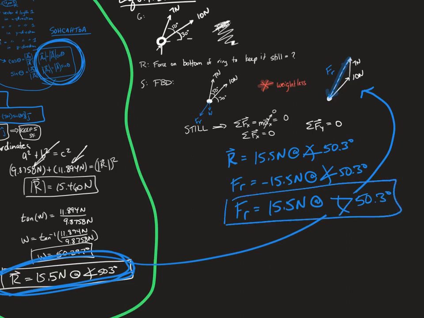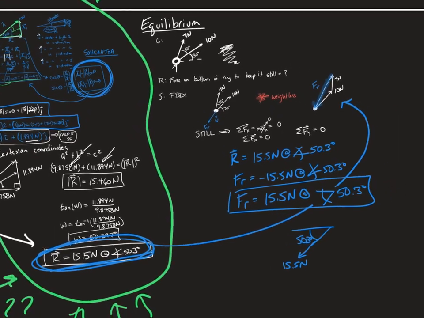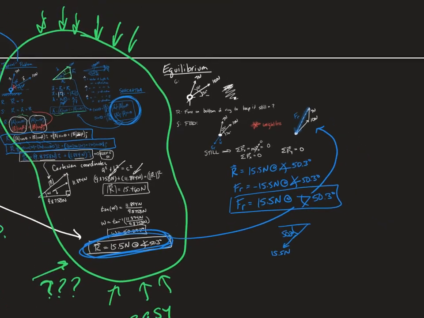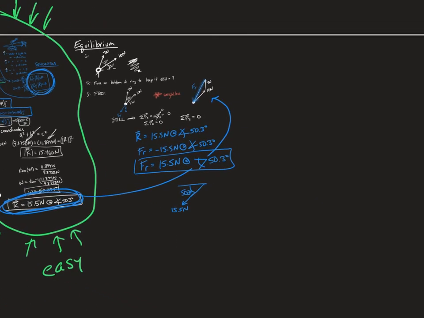Okay, and that's it. Sometimes with the way you'll see this drawn, you'll see people do this and they'll say, oh, 50.3 degrees, and they'll write the little arrow like that, 15.5 newtons. Okay, and that's the force that you need to maintain equilibrium. So, yeah, because that way it won't accelerate. Equal and opposite. Beautiful.